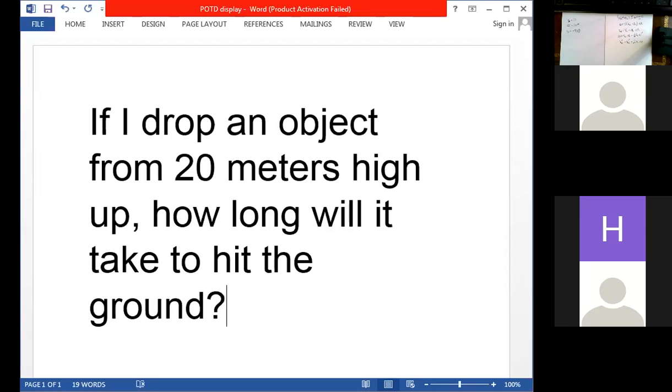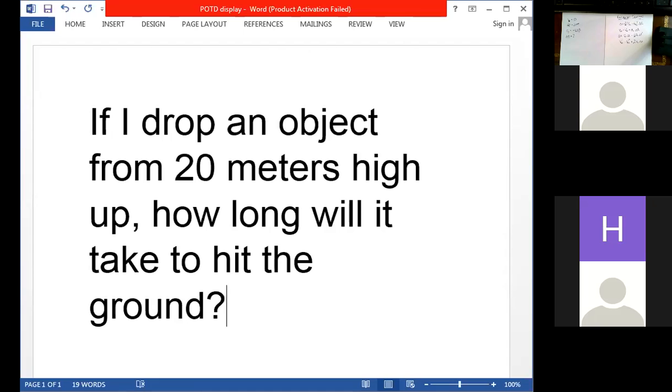Okay, and so we've got our... Yeah, go ahead. So what do we have as an unknown? What are we looking for here? If it says how long will it take to hit the ground, what quantity is it? Time. Time, right. How long will it take is looking for time.